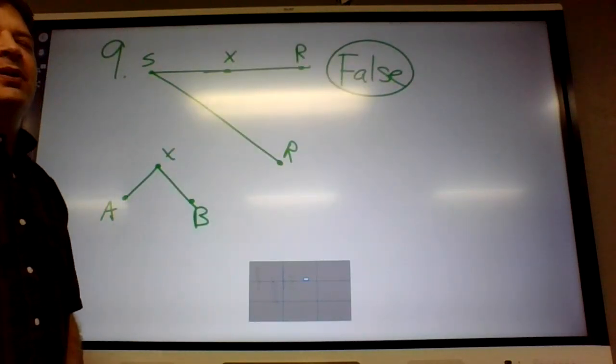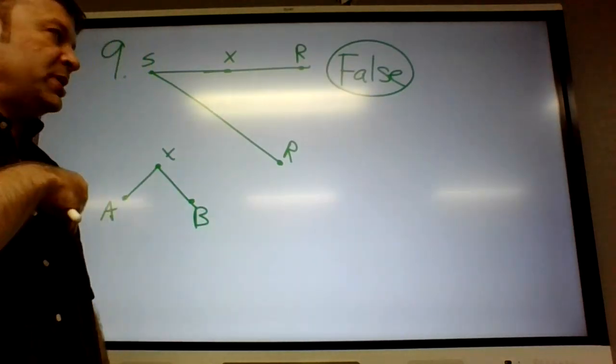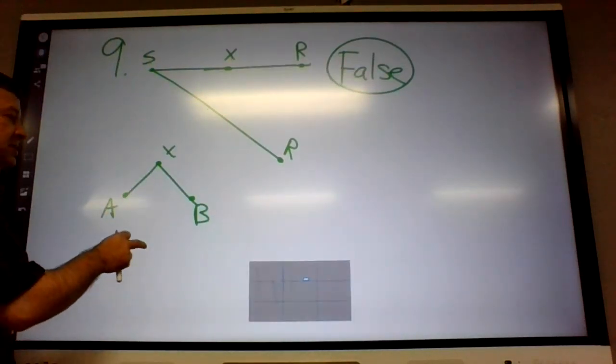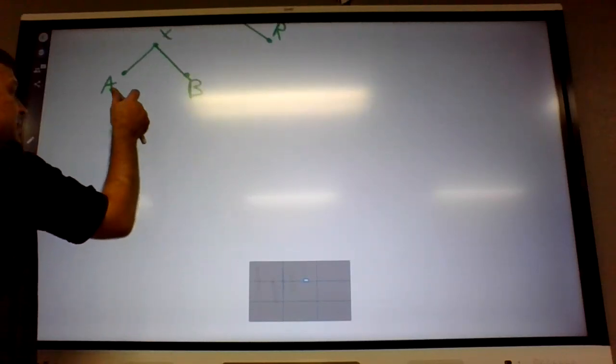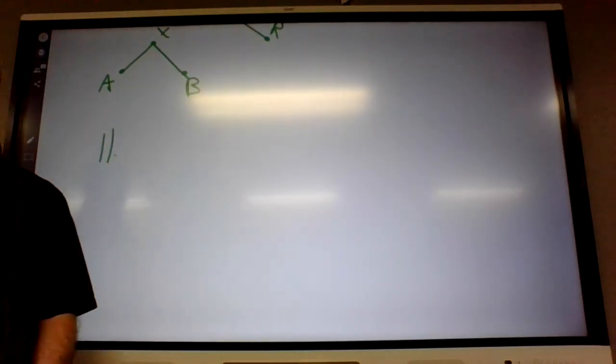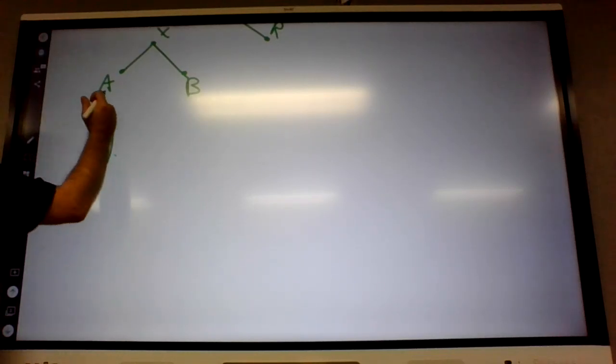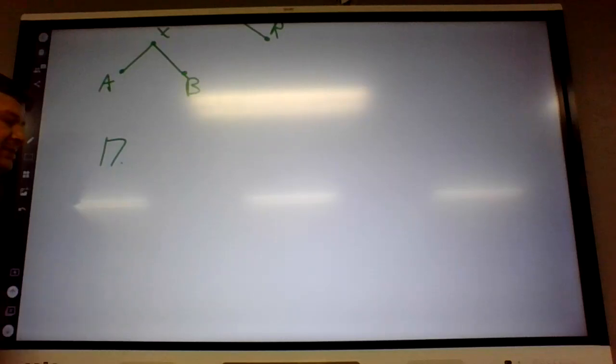I kind of skipped that on the definition. For it to be the midpoint, it's got to be right in the middle, so it has to be between A and B. It has to be on the line segment between A and B. And if they don't tell you, you don't know, so it'll just be false. All right, we're not doing 11. We are doing number 17 next.